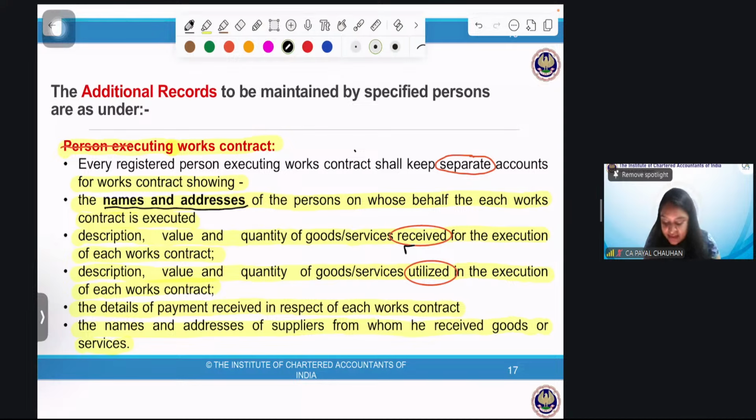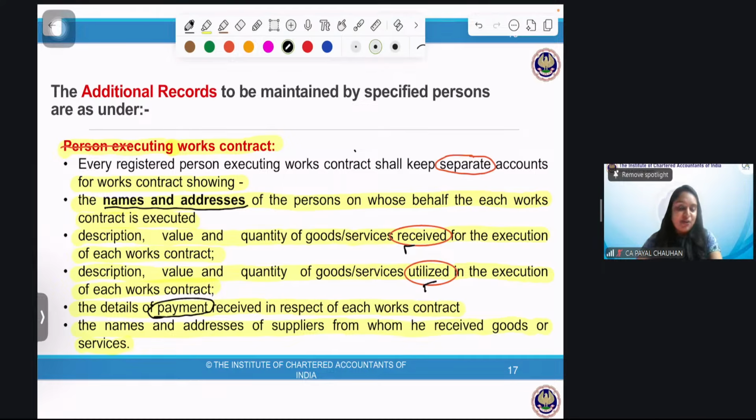I would have received the goods. In order to complete the job work, I should have records of the details of the supplier from whom the goods or services are received. Yes, it depends upon various factors. Yes, Anil, true. Okay, custodian.